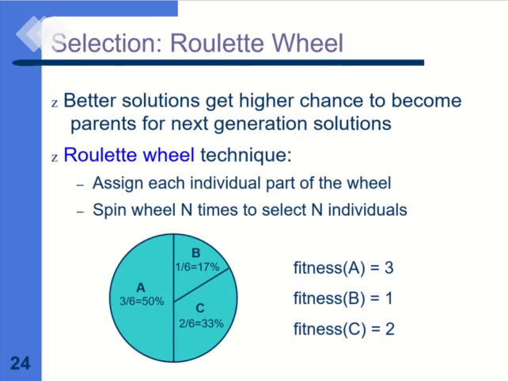The next type of selection is the roulette wheel. Here it is based on the fitness function value, which assigns each individual a part of the wheel, and then the wheel is randomly spun n times to select individuals, based on the probability of each chromosome according to its fitness value. As we can see here, for example, the fitness value of A is 3, so it takes around 50%, B is 17, and C is 33.